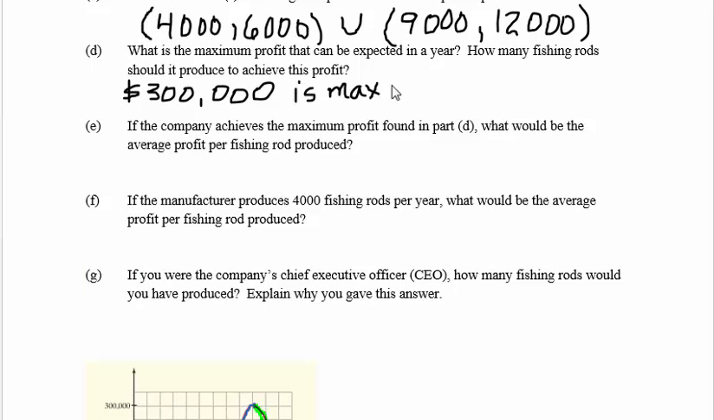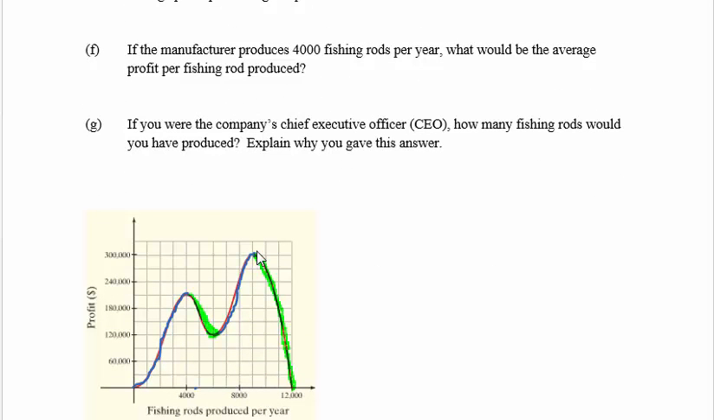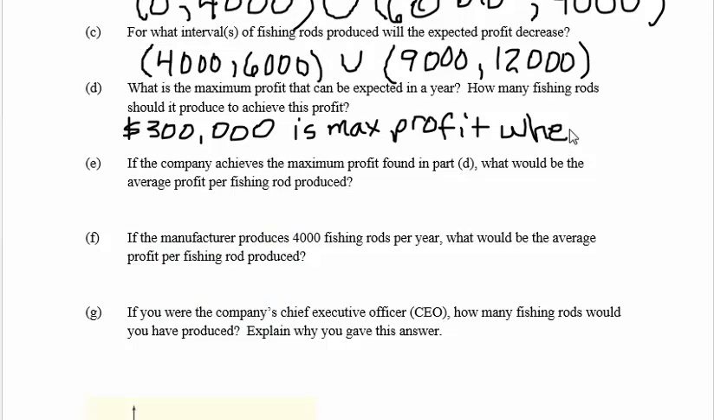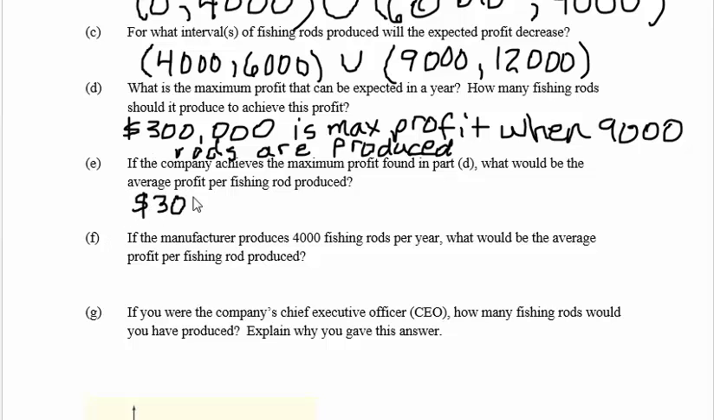All right, I want to find the maximum profit that can be expected in a year. And notice that that's the highest point on the graph, which is 300,000. So that's my max profit, and that corresponds to x equal 9,000, which is the number of rods that are produced. Now I want to use this information from Part D to find the average profit per fishing rod produced.